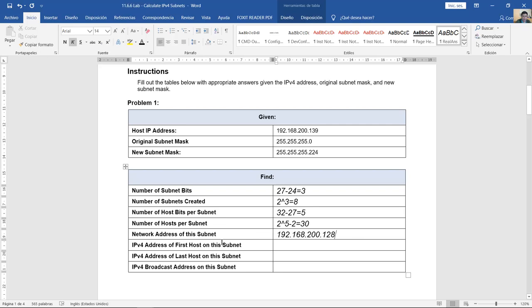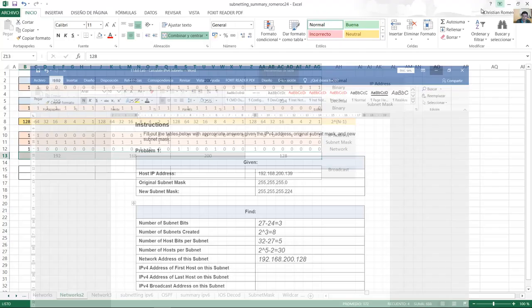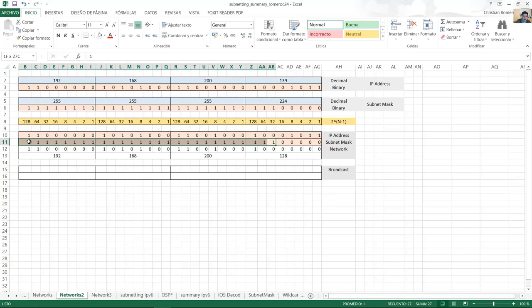Now the broadcast address of this subnet. Remember the ones for the subnet mask. Any number multiplied by 1 is the same number as this. Copy this down here, but fill the remaining spaces with 1s. And this is the broadcast address.